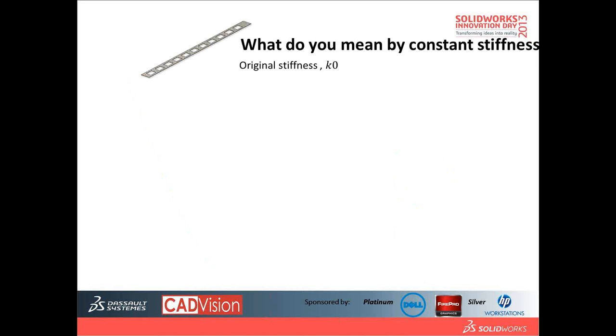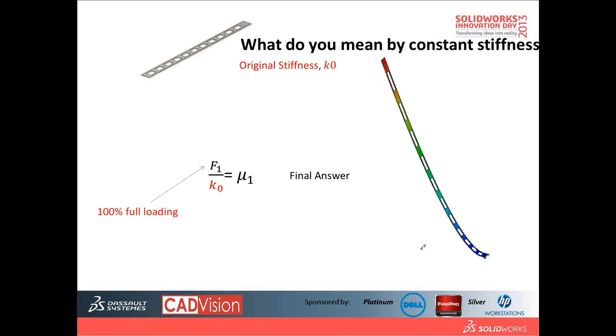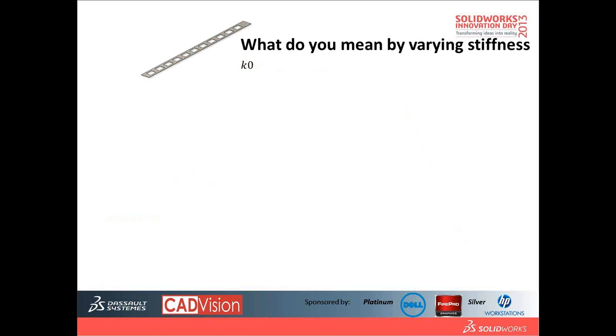When the strip is flat, we have an original stiffness. Let's say it's K0. What the linear analysis does is this: we have the load, the rotation is our loading. We plug in the loading to get our displacement and then get our stress value. So we apply 100% of the loading using the original stiffness to give us the final answer. Okay. However, what do we do in nonlinear analysis? What does it mean by varying stiffness?